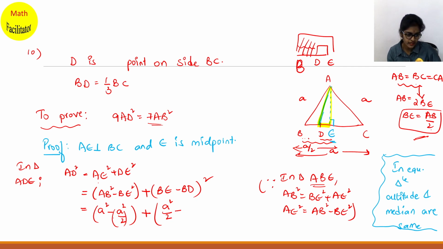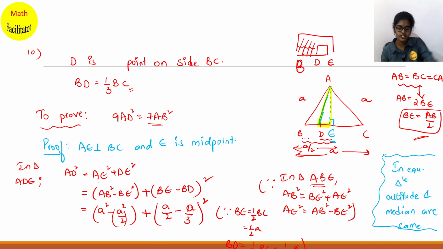Minus, okay, BE is A by 2. Minus, what is this? BD. Where is BD? See here. BD is 1/3 BC. So it is 1/3. But what is BC? BC is A units. Yes or no? Clear with this point? So since BE is half of BC, that is half A, and BD is 1/3 BC, which is given, that is 1/3 A units. Clear? So now we shall solve this.